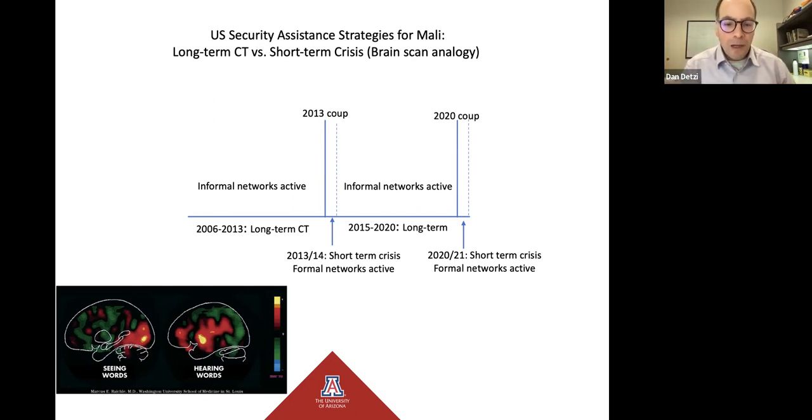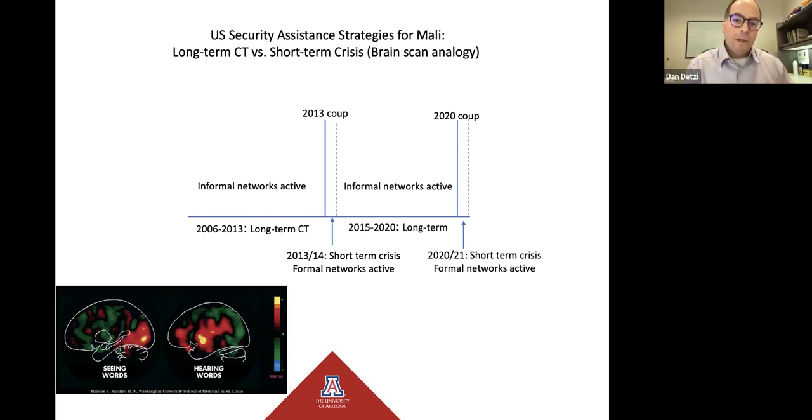And I put this brain scan analogy up here because I think of this when I form up these networks, informal versus formal, long-term versus short-term. I think of it as like brain scans when they're looking at different things, like in this example, seeing words versus hearing words, different parts of the brain activate, different neural networks activate. I see the decision-making construct within national security the same way.